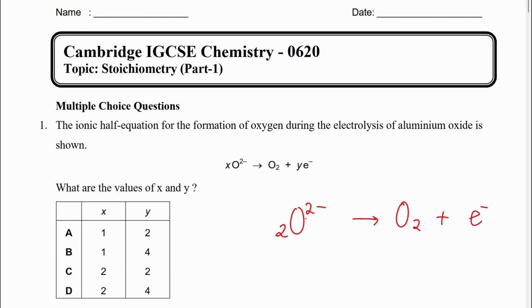Just because I put 2, now the charge at the left side is affected, which is -4, right? While at the right side, we only have 1 electron. So how many electrons to balance this? Because the left side is -4, I will put 4 electrons, and the charge here is also -4. So X equals 2 and Y equals 4. So the correct answer is D.